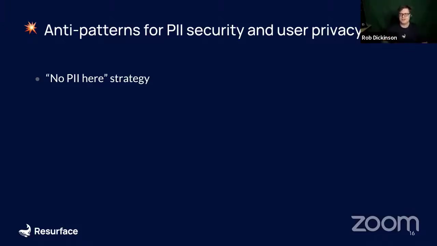no PII here strategy. This is the strategy that says we're just going to anonymize all of our data, and we don't really deal in customer data. We don't really deal in that kind of stuff. And you can almost hear how ludicrous it sounds out loud, right? Because what business doesn't have customers? What organization sustains itself without managing to have any PII?